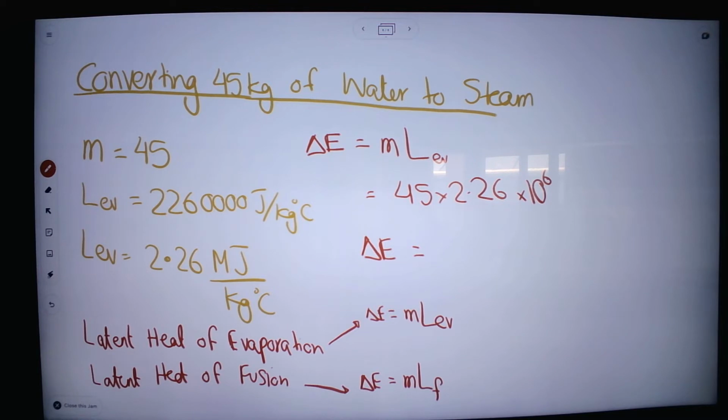So do you always use those when there's a change of state then? We use that one when there's a change of state. Okay. Both of them, yes.